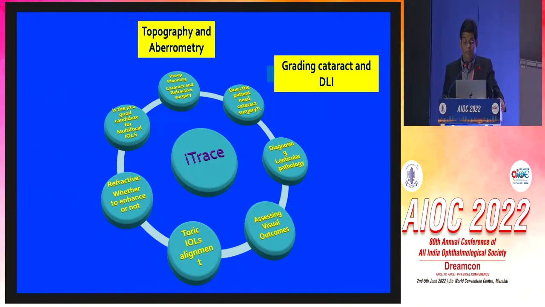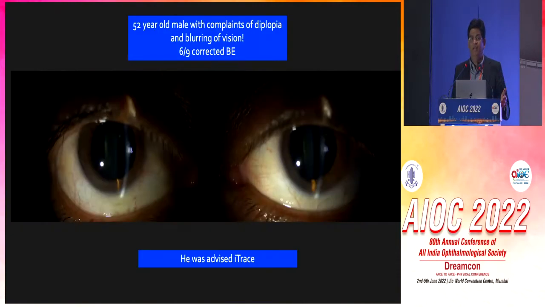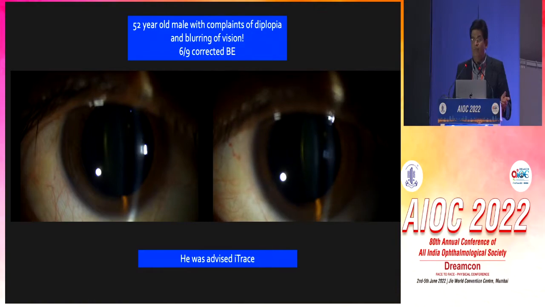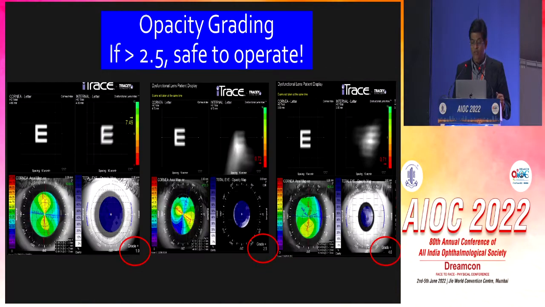Now, does the patient need cataract surgery? This involves grading of the cataract and DLI. We know we rely on LOCS grading. LOCS grading, although you're comparing with a photograph, can be subjective at times and can have errors. So look at this patient, 6/6, complaining of diplopia, dissatisfied with vision even after glasses. What do you do with such a patient?